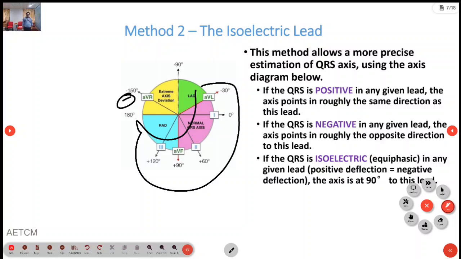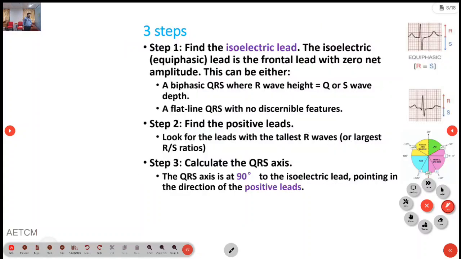If all these things are positive, then it is the same direction, that is the direction is here, left or right, and if it is negative, then it goes to the opposite direction. Okay. And another method is the isoelectric method, that we will see in detail in the next slide.